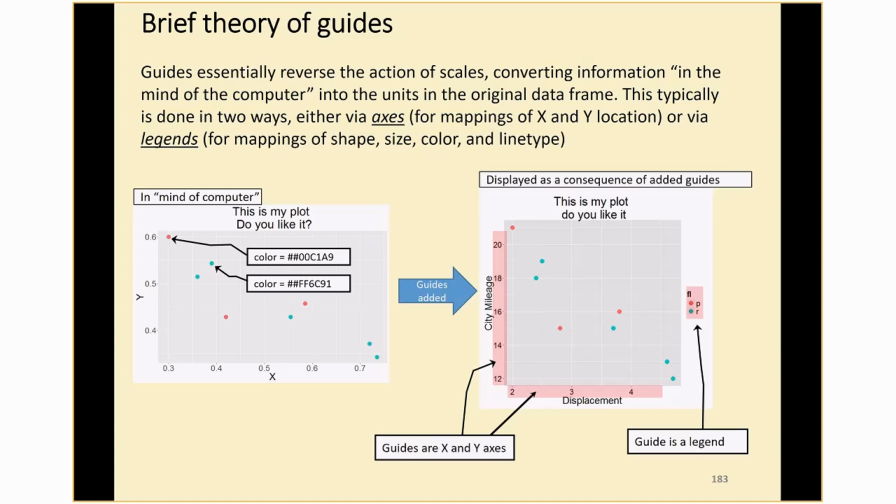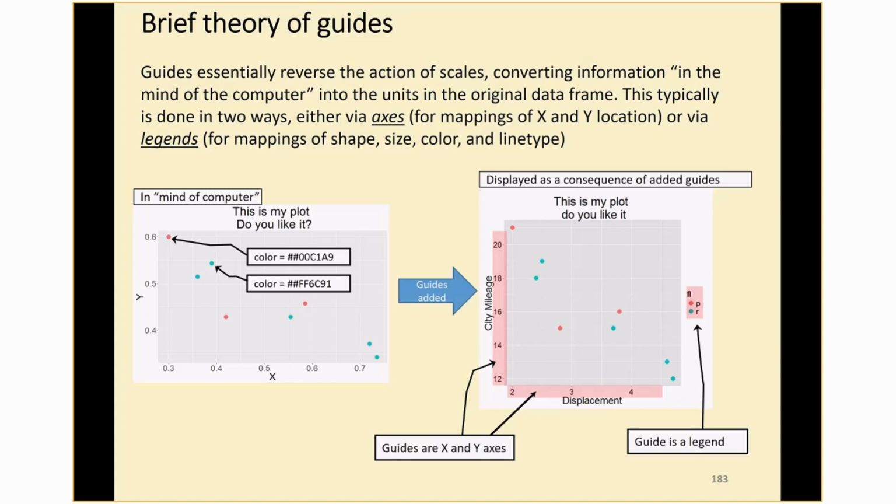So I talked a little bit about scales. What are guides? Well, the way I look at guides is that they essentially reverse the process of scales, whereas the scales bring about the aesthetic mapping. In a sense, the scales take what's in the data frame and convert it to something in the mind of the computer. What the guides do is take something that's in the mind of the computer and render it into a form that a human being can understand, and the two main guides are the axes and the legends.